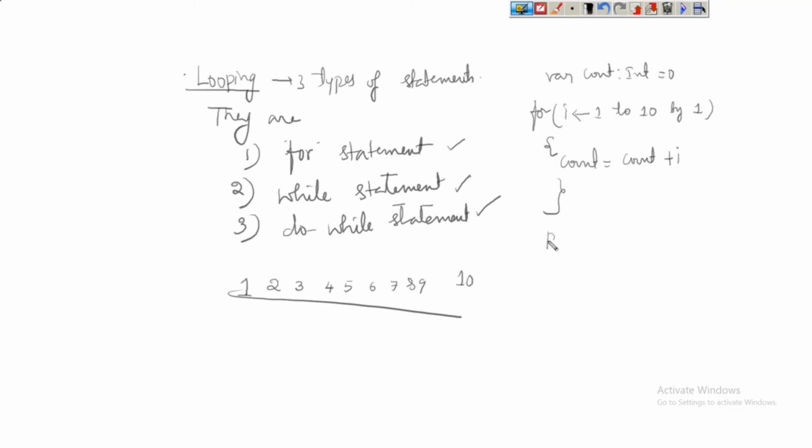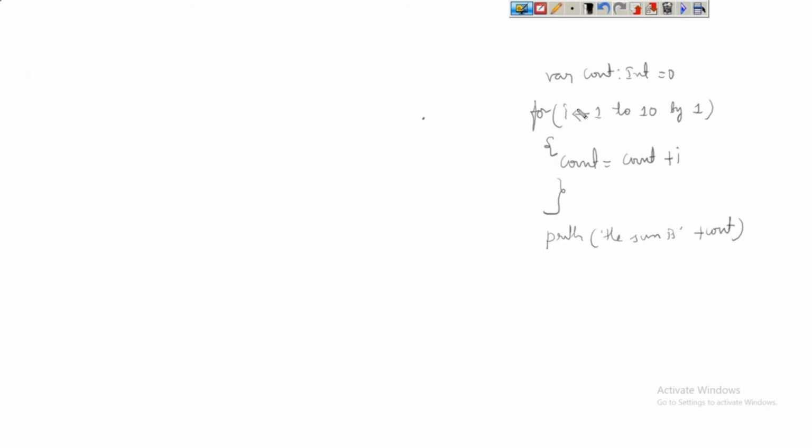And finally I have written the statement println, the sum is plus count. Now let me explain this. The process is actually starting with 1 here. What is the ending value we are seeing here? The ending value is 10. Starting with 1 and ending with 10, is 1 less than 10 or greater than 10? We are trying to reach 1 to 10, isn't it? So the value 1 is less than 10.